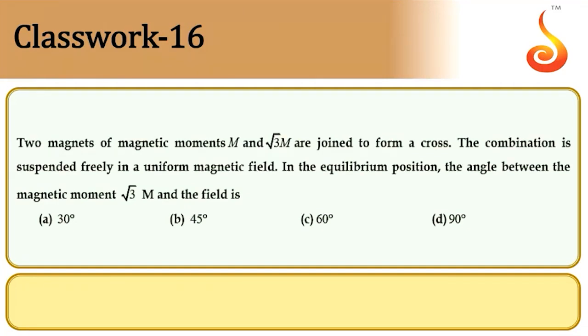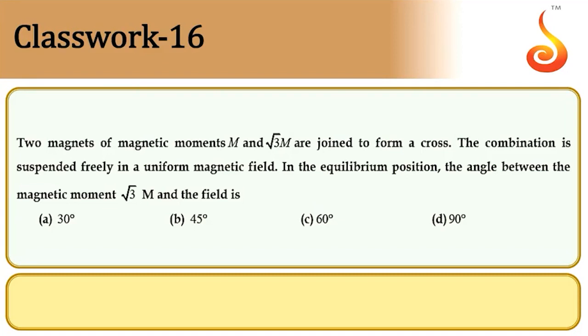Two magnets of magnetic moments m and root 3 m are joined to form a cross. The combination is suspended freely in a uniform magnetic field. In the equilibrium position, the angle between the magnetic moment root 3 m and the field is.